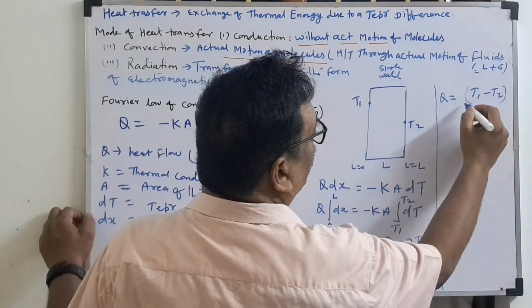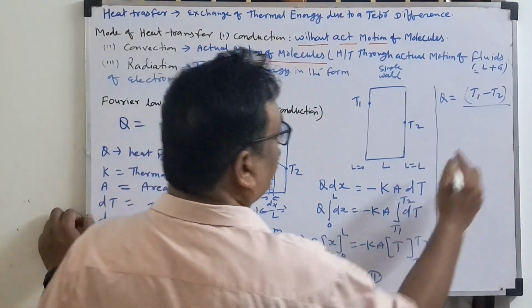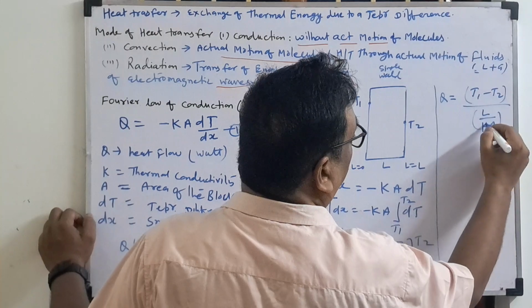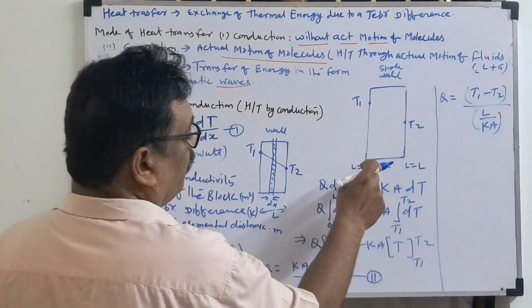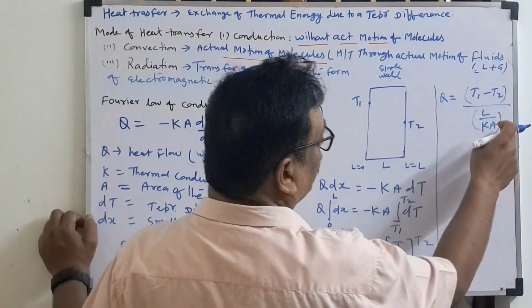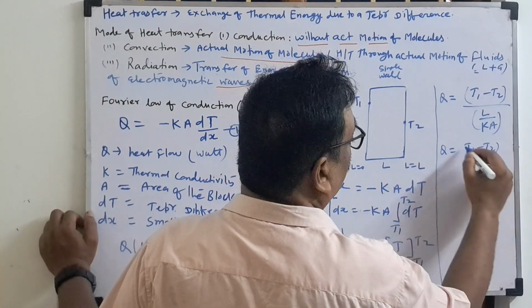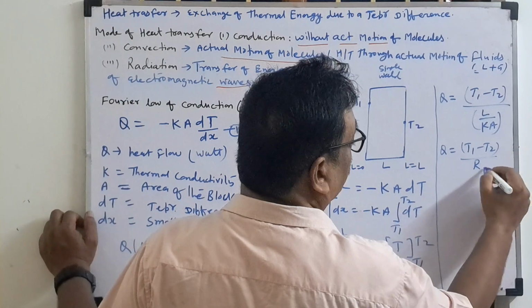Overall temperature T1 minus T2. Bring this Ka down: L by Ka. L is the distance from one end to the other end, and K is the thermal conductivity, with A the area. This you can write as T1 minus T2 by thermal resistance.